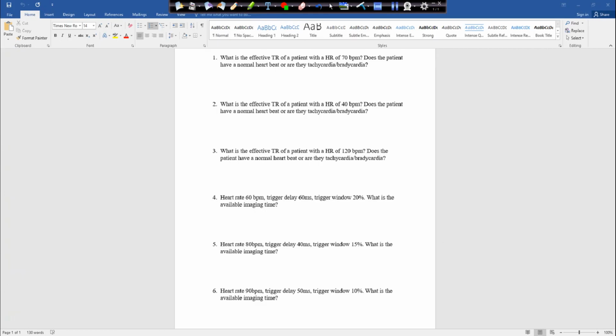So for the online students, the students have been working on this worksheet for the last 5 to 10 minutes on effective TR and available imaging time. So we're just going to go over these 6 questions here.